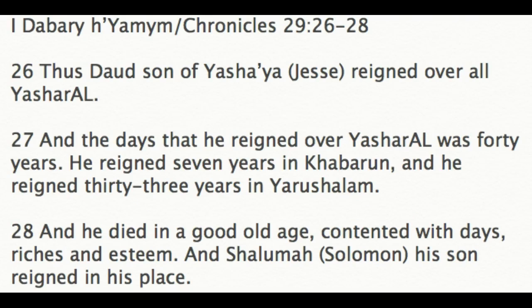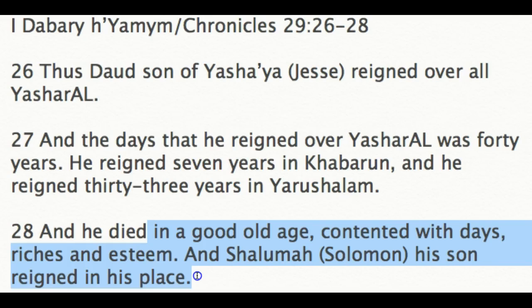Other witnesses that we have for this is in Chronicles and Kings in First Chronicles or 1 Debarya Hayamayim chapter 29 verses 26 through 28, where it says, "Thus Daud son of Yashaya or Jesse reigned over all Yasharal, and the days that he reigned over Yasharal was 40 years. He reigned 7 years in Kabarun or Hebron, and he reigned 33 years in Yerushalayim or Jerusalem. And he died in a good old age, contented with days, riches, and esteem," so around 70 years old. "And Shaluma or Solomon his son reigned in his place."